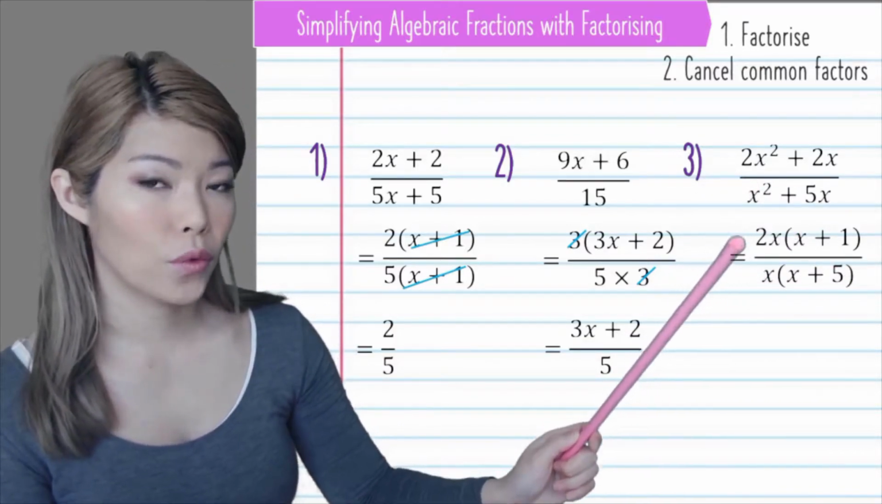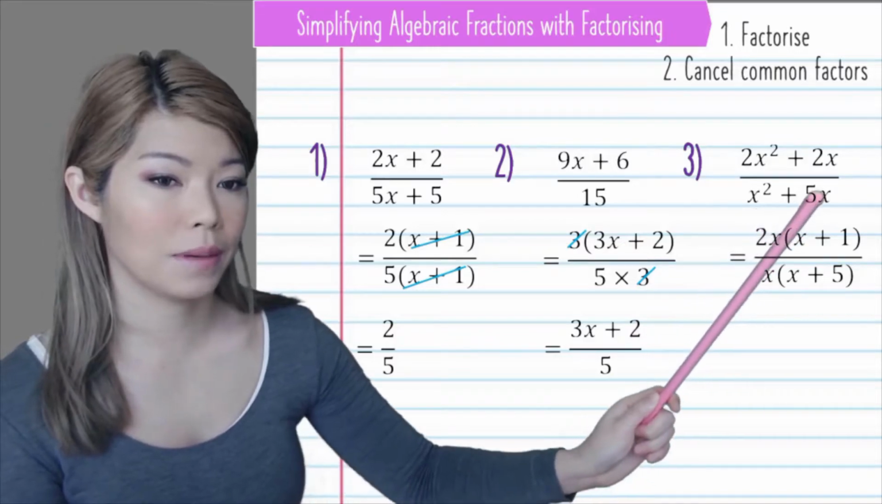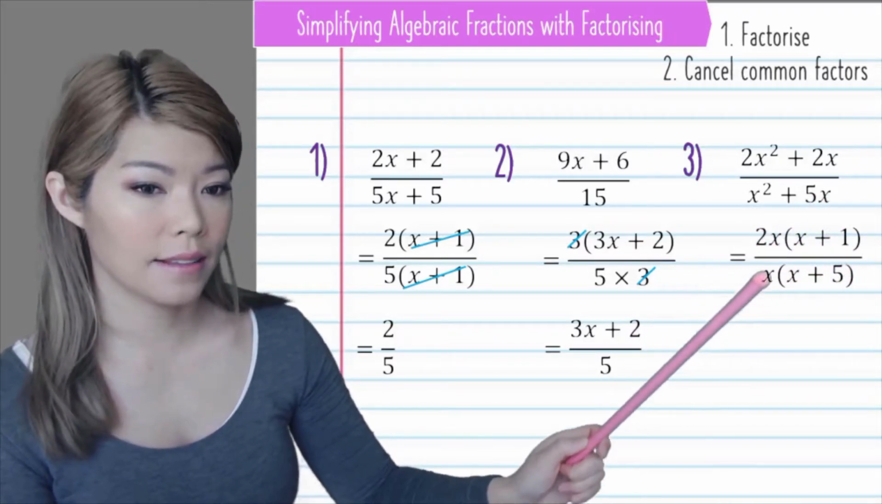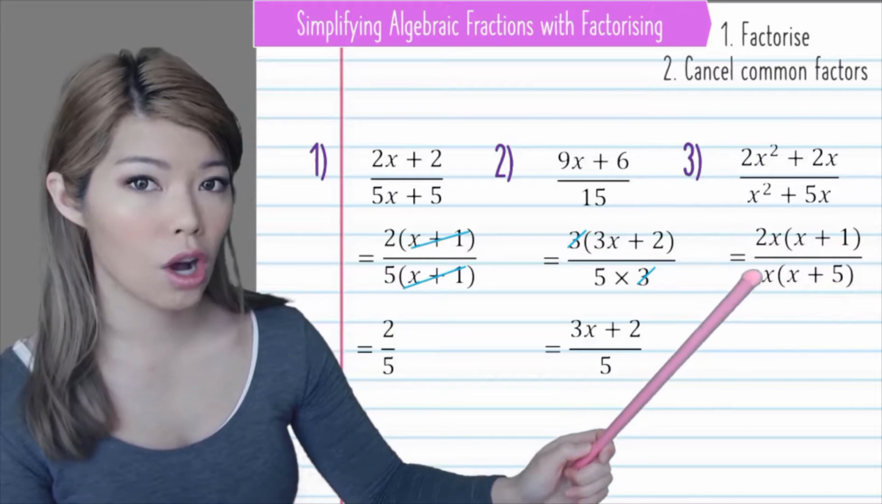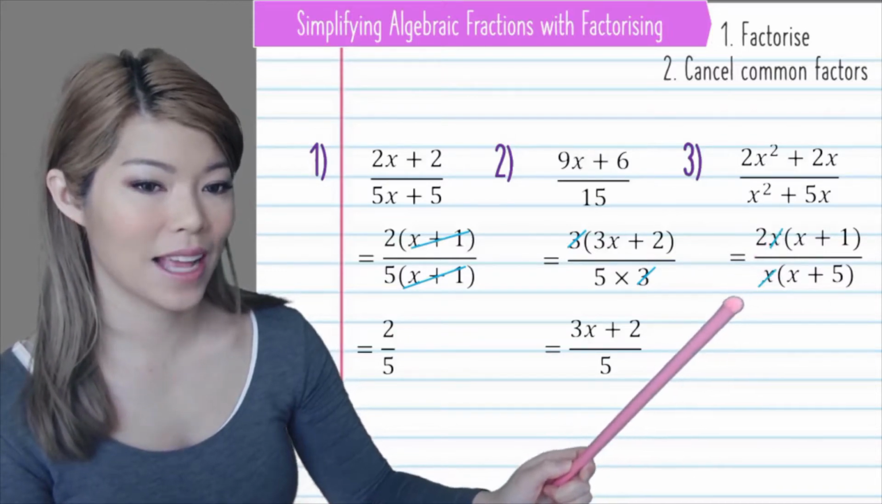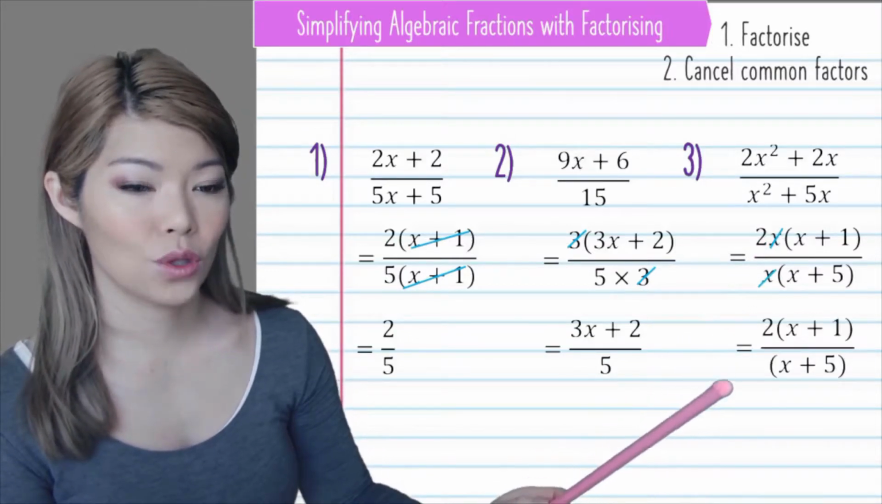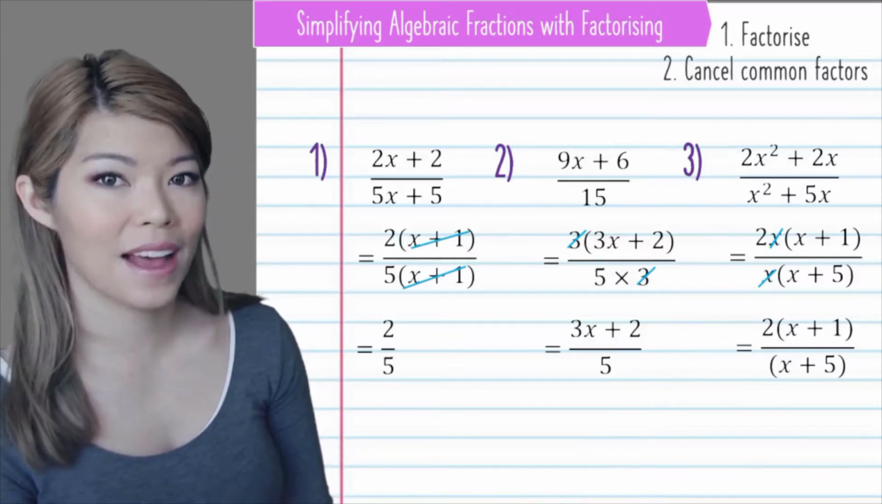Now what common factors can we cancel out, if any? The top row reads 2 times x plus 1. And the bottom row reads x times x plus 5. So the common factor is x. So cancel out the x. So now we're left with 2 times x plus 1 over x plus 5.